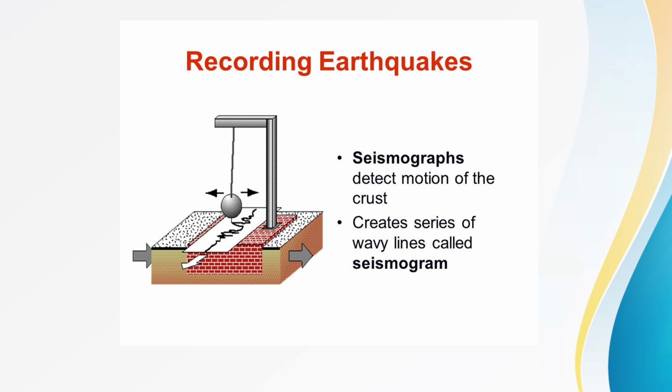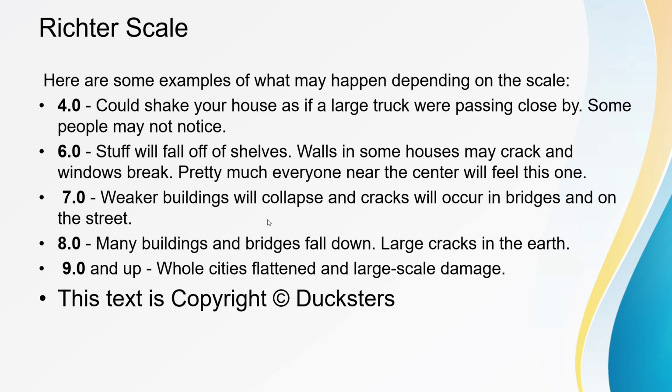This is a summary of the numbers when the scientists measure it. We thank the website called Ducksters, which offers us this information. When it's below 3, sometimes we don't really feel it. But when it's 4.0, it can shake your house. Sometimes people will notice. It's as if a large truck was just passing by. At 6.0, things can fall off the shelf, the walls in some houses may start to crack, and windows break. People can feel it, especially those near the epicenter. Remember, we're talking about the epicenter.